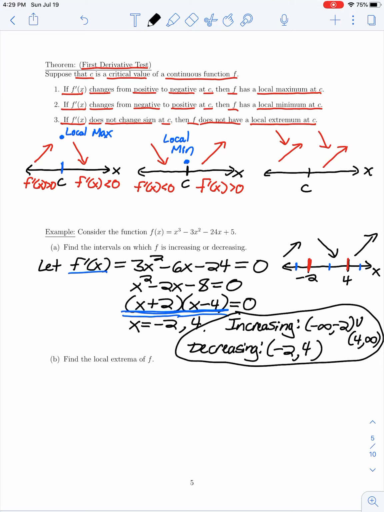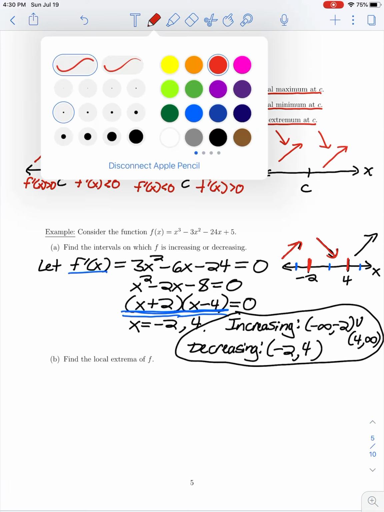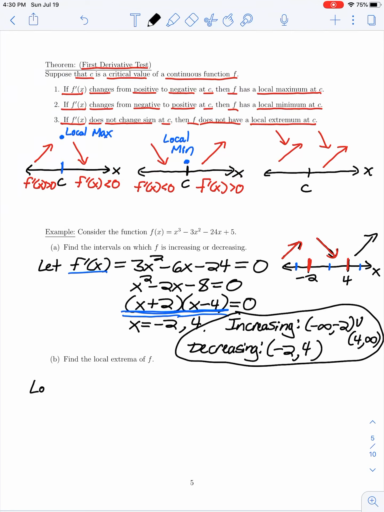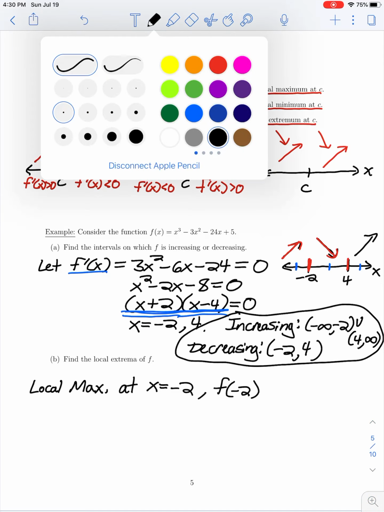And then in part B, using the first derivative test, we're told to find the local extrema of f. So those are the local maximum and minimum values of our function. So using the first derivative test, we saw in part A that our function changed from increasing to decreasing at -2. So that means that we have a local maximum at the value x equals -2. Now to find the local maximum value, I need to take -2 and plug it into my original function to see what the value of our function is there.